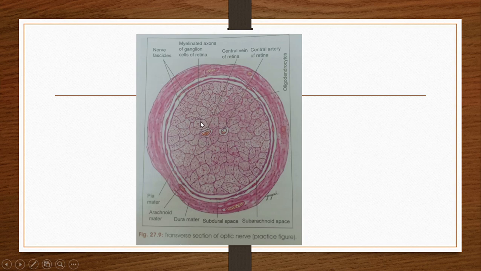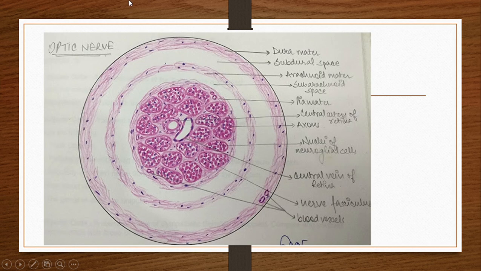At the center of the optic nerve there is the presence of one artery and vein, that is the central artery of retina, and vein can be seen. This is the diagram of how we can draw it. This much space we don't need, so we can draw the diagram like this.